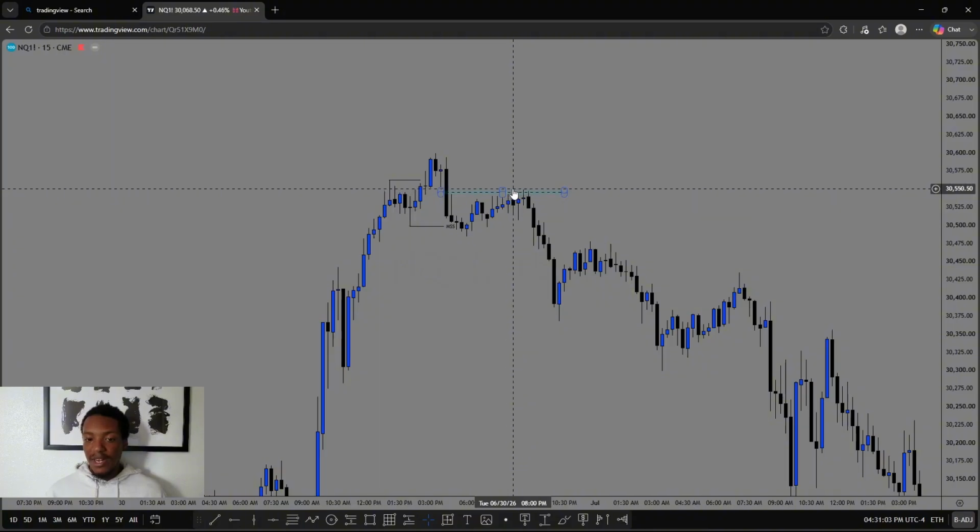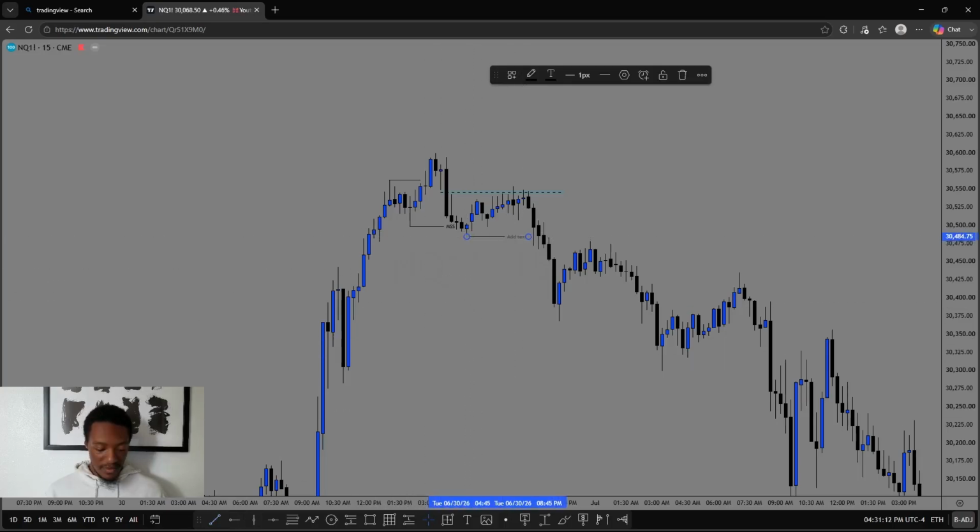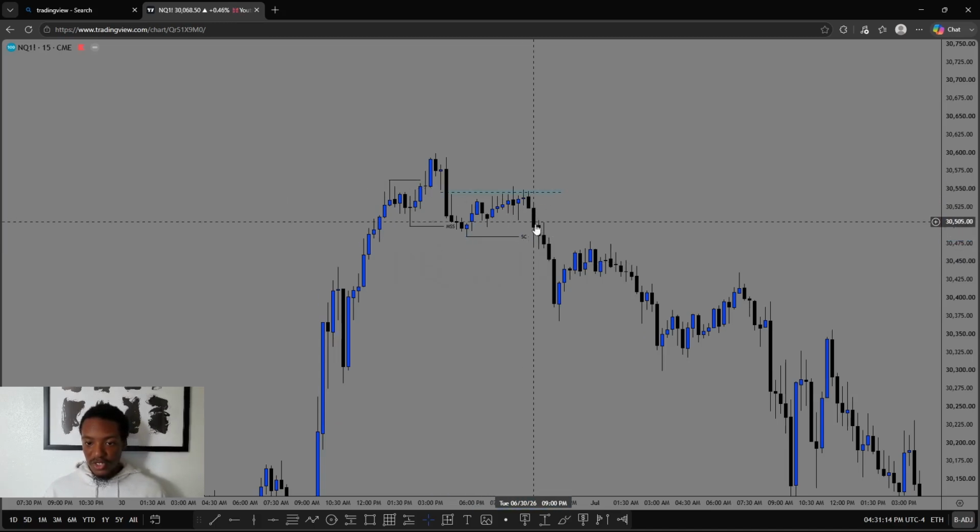And then what can I expect? A lower low. So what's this? This is the structure continuing. So here, the structure continued. What can I expect here? I can expect a lower high. And then you drag this over here. What do we have here? Another fair value gap. So here we have an expansion to continue structure.